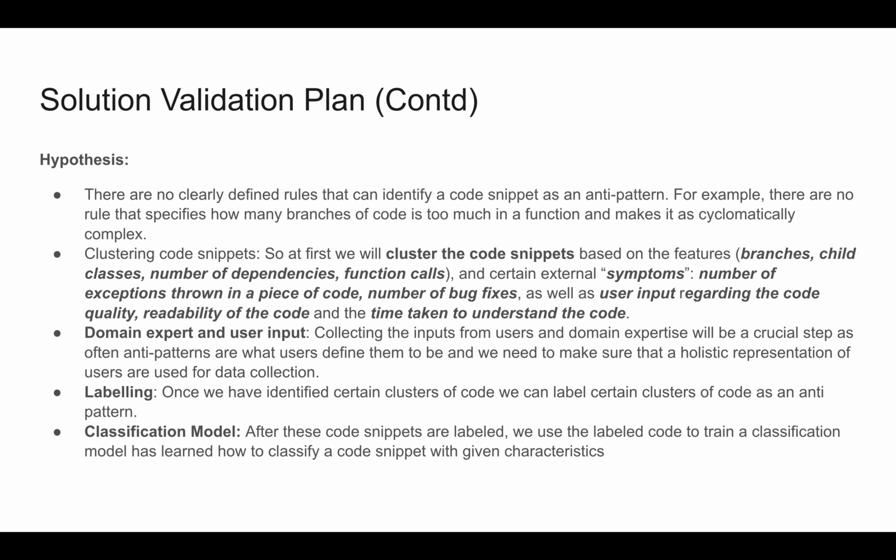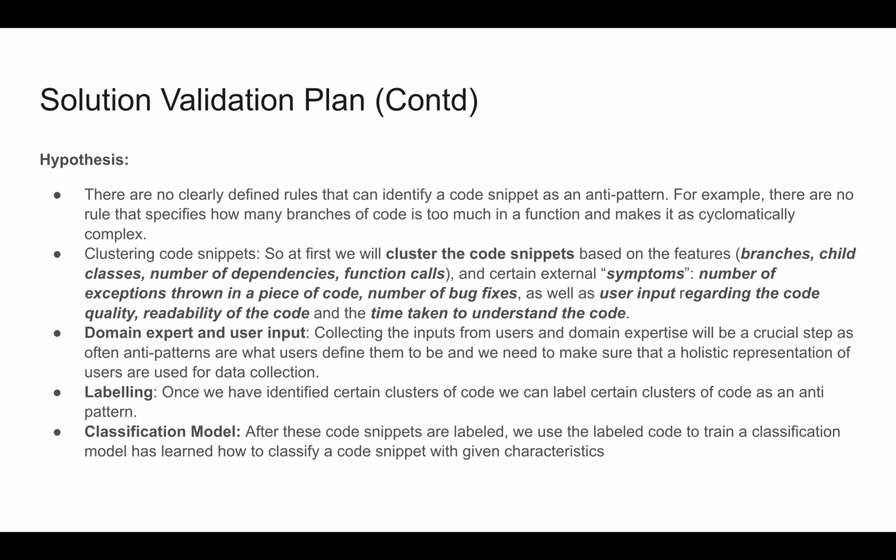Now, what is the hypothesis of the solution validation plan? There are no clear definitions of anti-patterns. Oftentimes, these are user-defined and they are very relevant to the users who are writing or using the code. So, we intend to develop this system based on a clustering and a classification approach. First, we would identify the code repositories that we would use to train our model. We will derive certain code snippets from there.